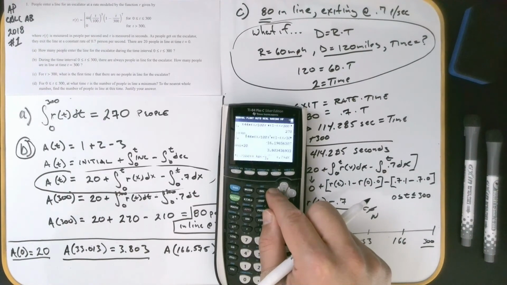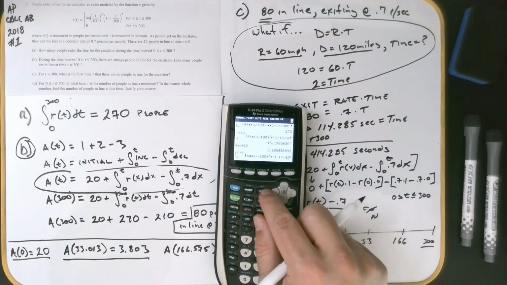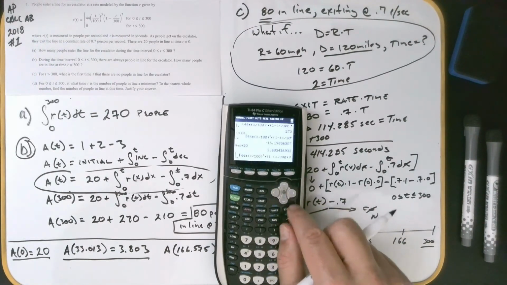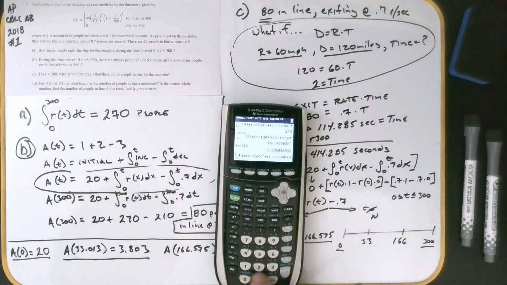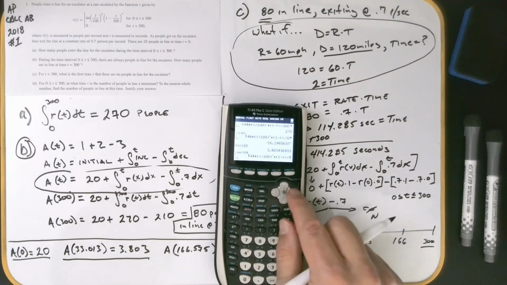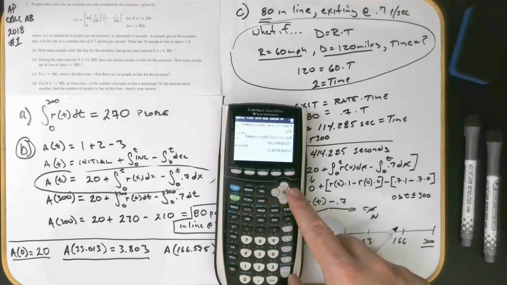And I know some of you would have written this in one integral, and that would make it even faster. But I have it set up this way, so I'm going to keep going. 166.575. Okay, and so that's obviously a little quicker there. And let the calculator do the work here, and don't forget to add 20 at the end.